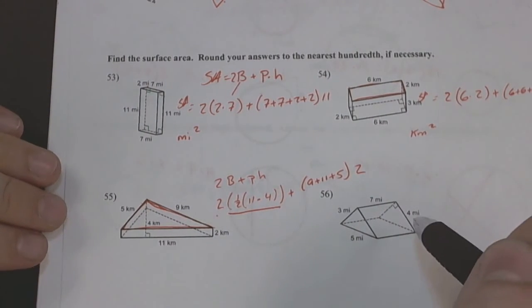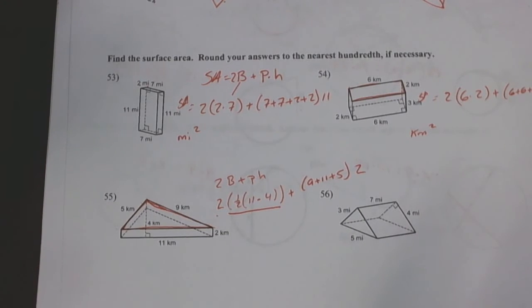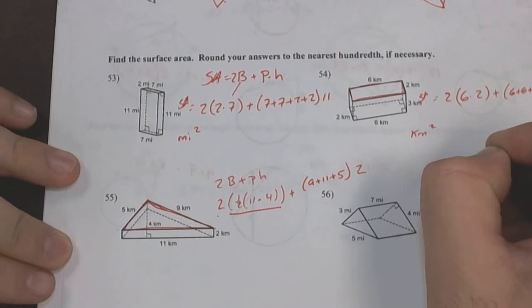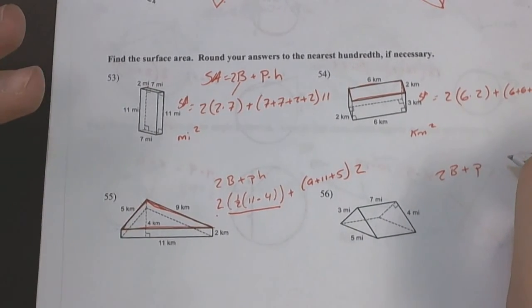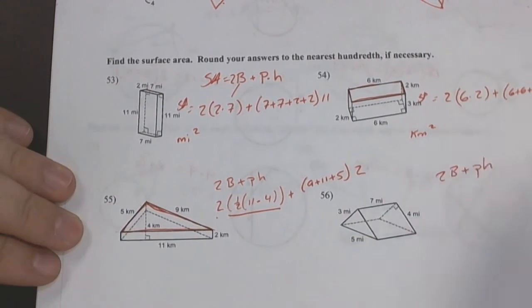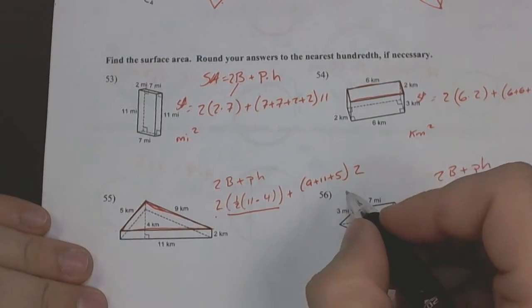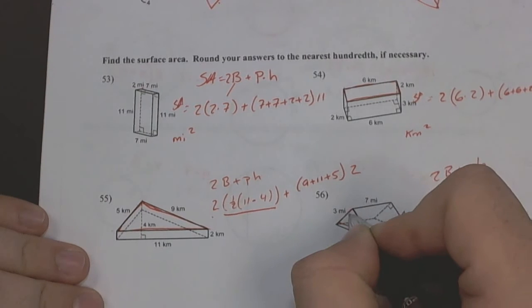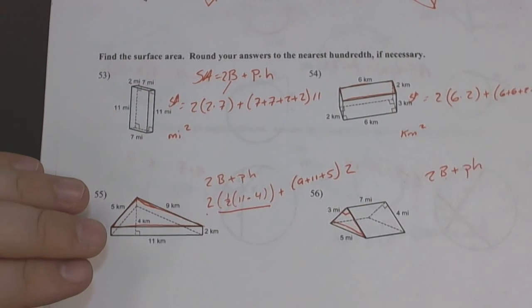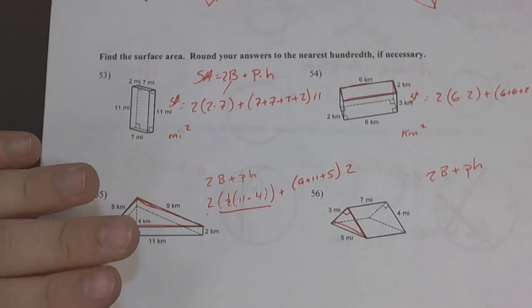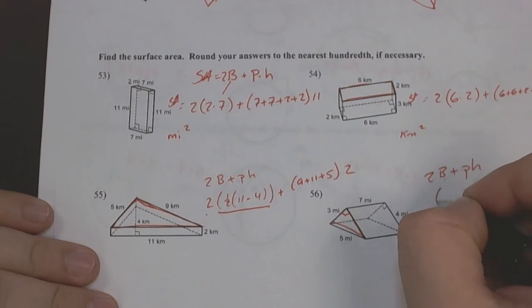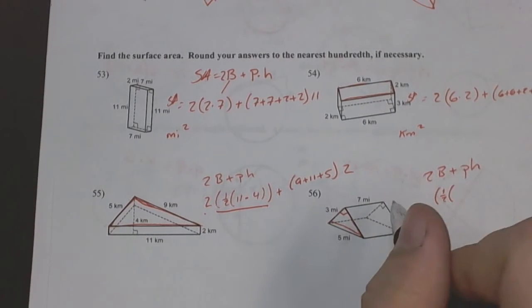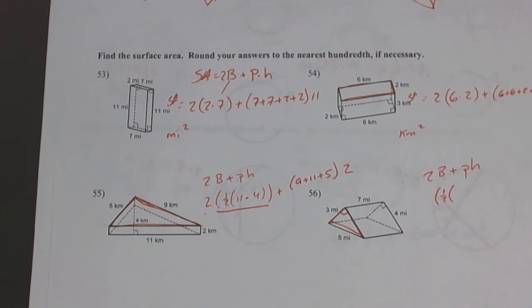Triangular prism. Same basic concept. I've got area of my base times 2 plus the perimeter of the base times the height. So, area of the base. Again, my base is a triangle. Notice here, that's a right triangle. That'll come in real handy in just a second. So, the area of my base is 1/2 times the base of the triangle. Not the base of the whole thing, but the base of the triangle.